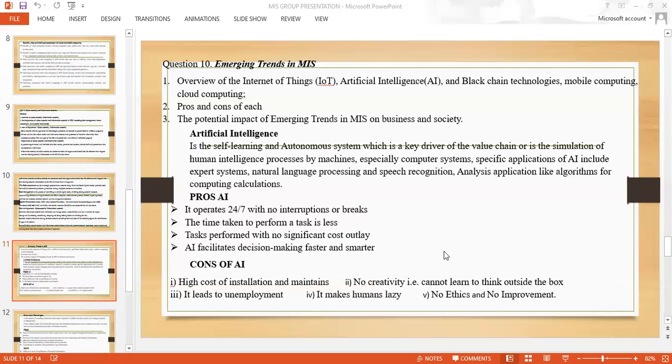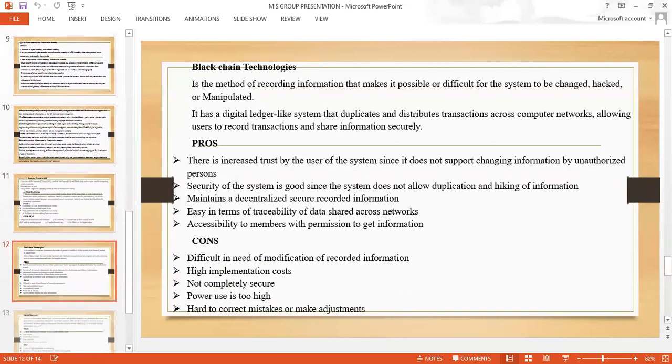The cons: high costs of installation. Installing those systems needs a lot of money. There is no creativity in the system. The system cannot think outside the box to perform other duties. It also leads to unemployment, since the work that many people can do is only done with one machine. It makes people lazy. It has no ethics and no improvement.